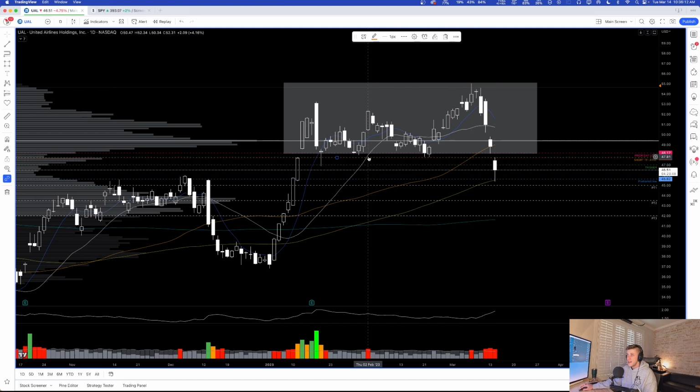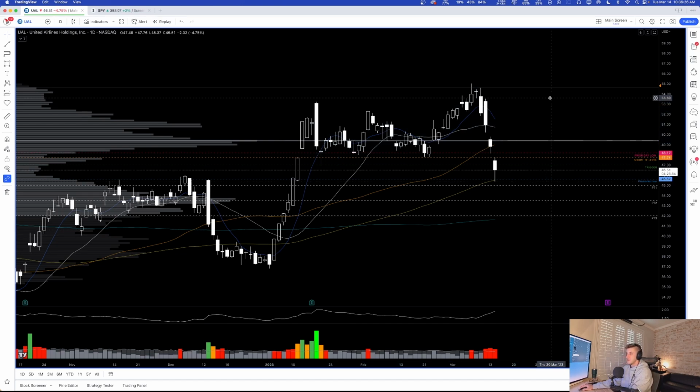Basically, I want weakness below this point. If we start to see strength above that, that's where the play is going to flip to bullish. I'm not really going to be bearish on it anymore. I also have the prior day low marked there as a reference point on the chart. Let me take that off.